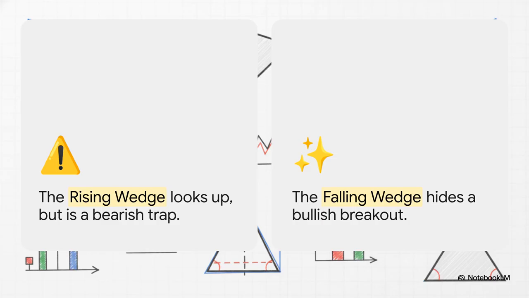Its evil twin is the falling wedge. It looks like a gloomy downtrend, but the selling pressure is actually drawing up in that tight squeeze, hiding a massive bullish breakout to the upside.